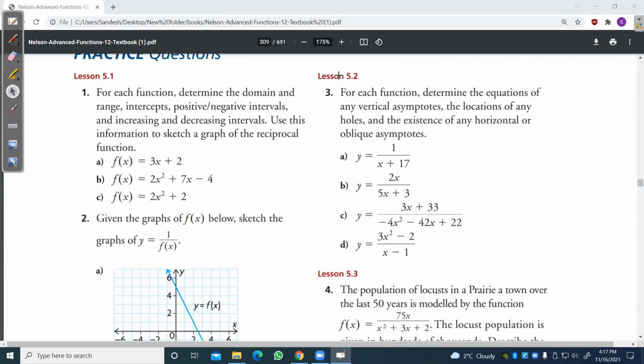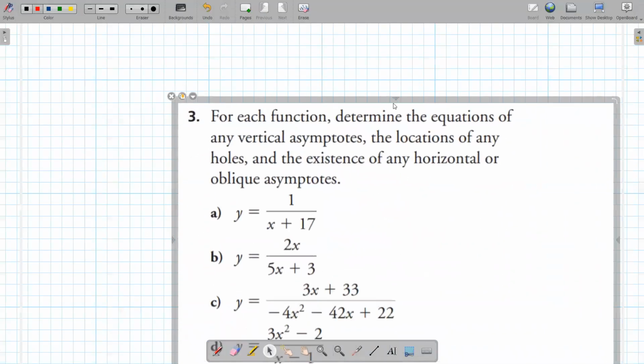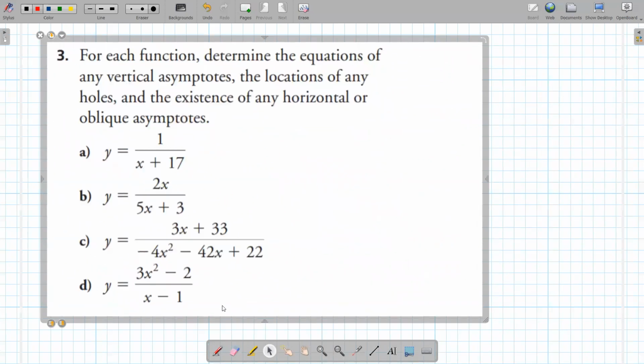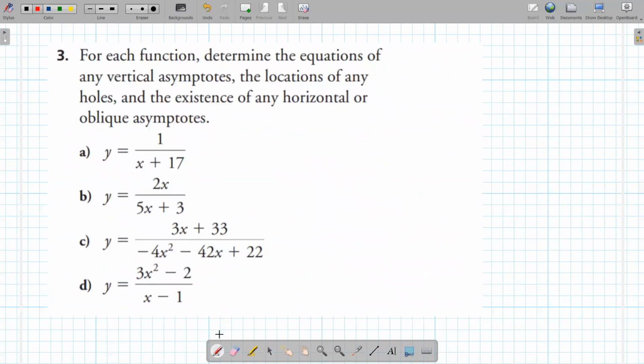All right, let's do this one. So now this one's asking you not to sketch it, but to find the equations of vertical asymptotes, horizontal asymptotes, and holes, if any. Well, let's look at the first one. Where's the vertical asymptote, if there is any? -17. So the vertical asymptote is at x equals -17, yeah? Because it's an equation.